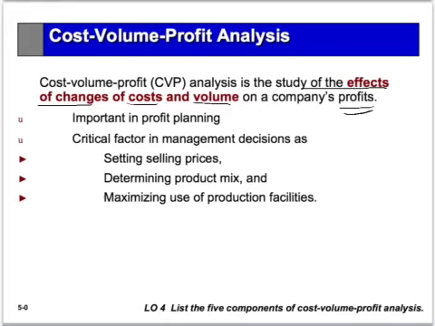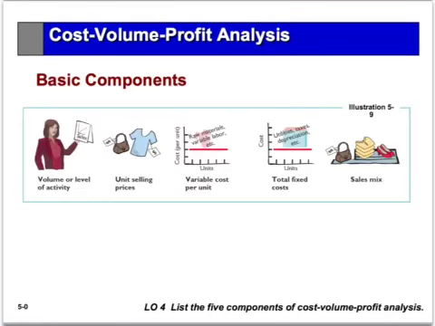Important in profit planning because a manager is responsible or has some input into setting selling prices, determining what the product mix is, and so on. There are 5 components to the cost, volume, profit, and in this video we're going to deal just with the first 4. First of all, we must be aware of what we're talking about in terms of volume, the level of activity. And the second component is the selling price per unit of the product we're selling.